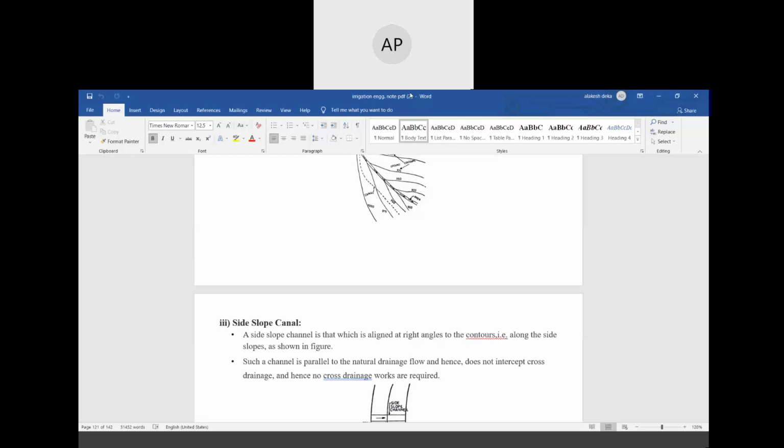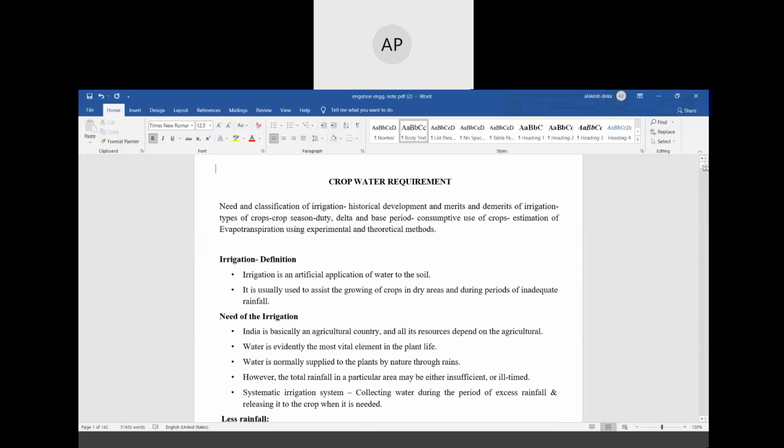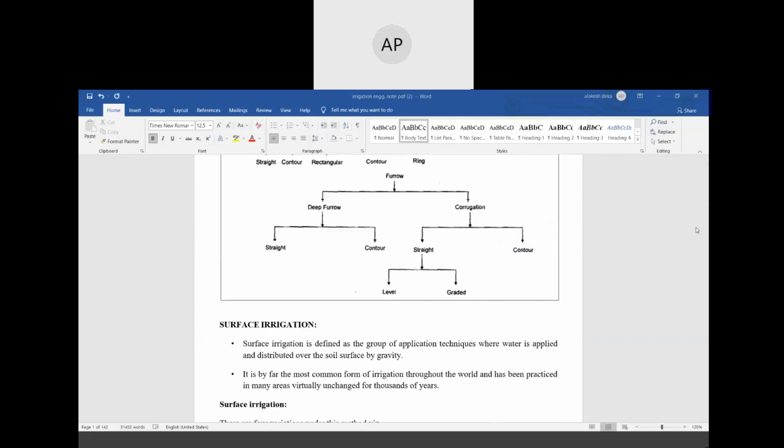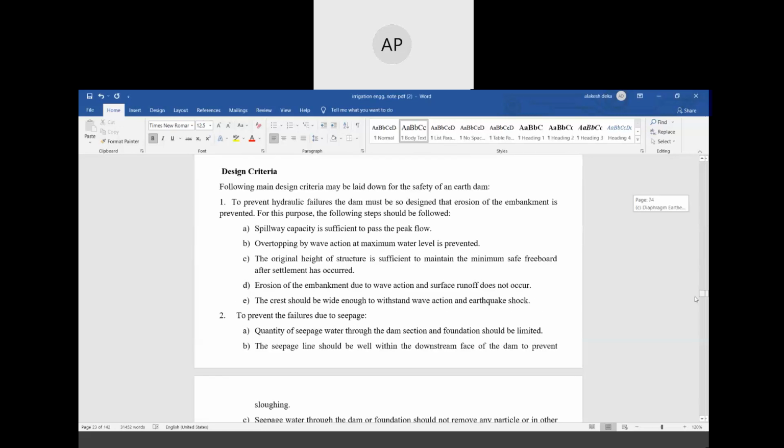Okay. So, I have started the recording. A side slope channel is one which is aligned at right angles to the contours, that is, along the slopes. These things we have already discussed. Let's go to the next part.